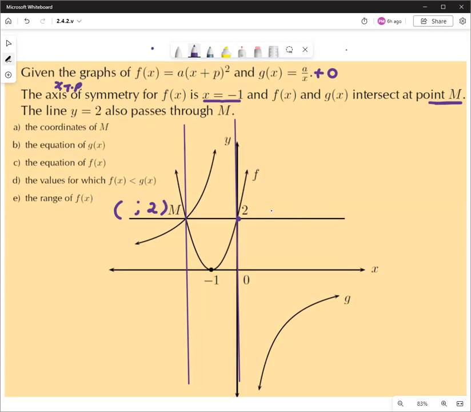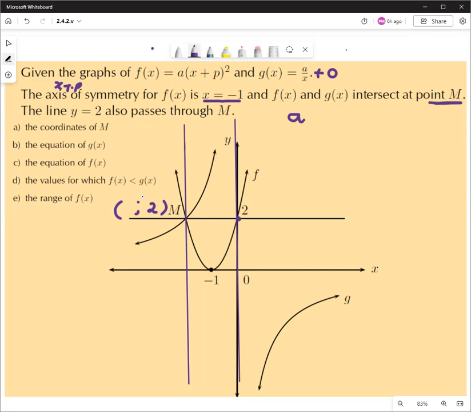Okay, sharp. Then the first thing they want us to calculate there is the coordinates of M. So to get the coordinates of M, let's see how we're going to do that, right? We already have the y value on M. We just need the x value, right? Okay, so let's see how we're going to do that.